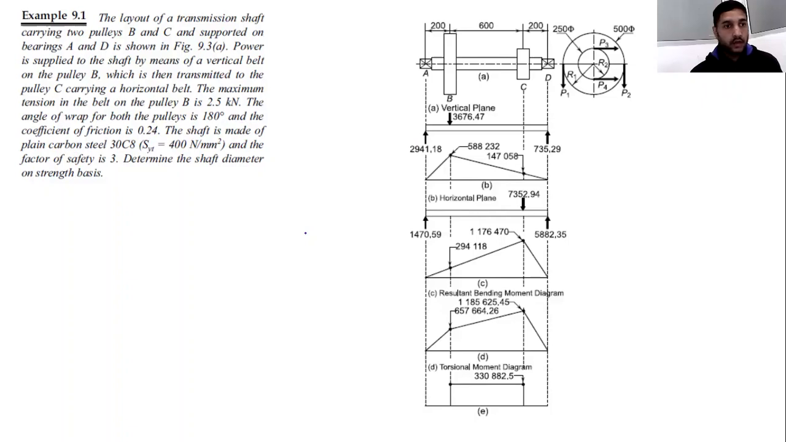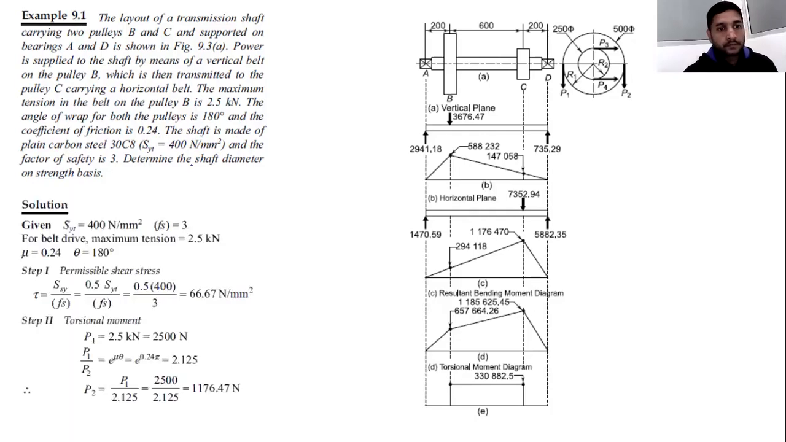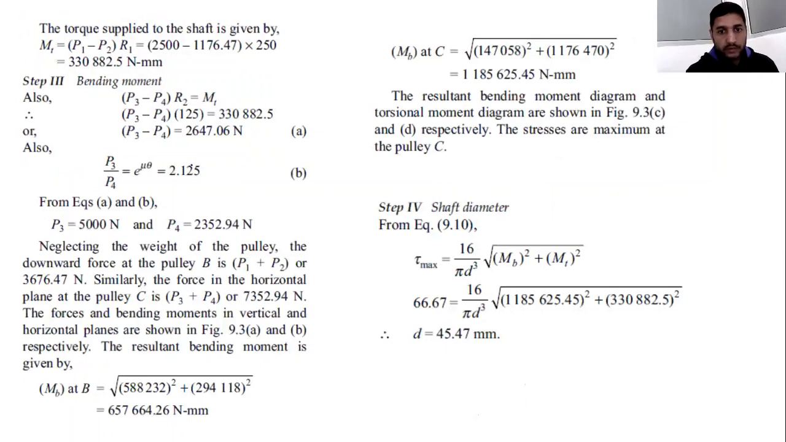It is a ductile material, and the factor of safety is 3. Determine the shaft diameter on the basis of strength. So we are asked to determine the diameter of the shaft on strength basis, and the yield tensile strength is given to us, that is 400 Newton per mm square. So how will we solve the question?